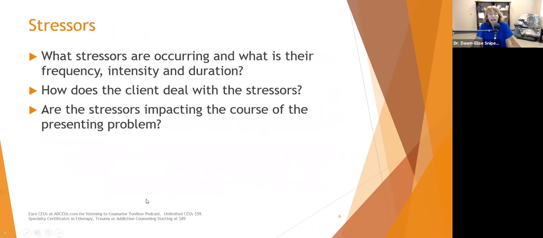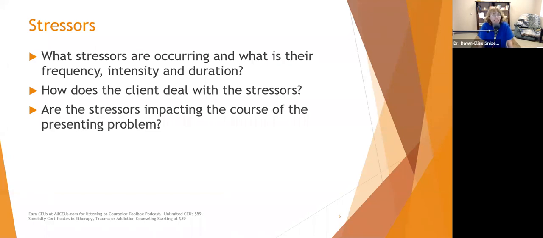We also want to find out, regardless of what we think the diagnosis is, what stressors are occurring and what is their frequency, intensity, and duration. So let's talk about work. Do you like work? Think about how much time you spend at work. If you hate your job or you hate your coworkers, then that's probably going to significantly contribute to mood issues.